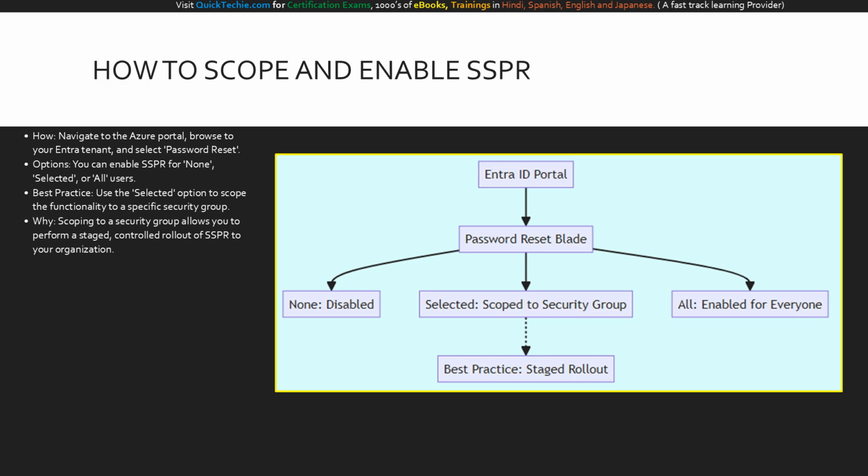Our diagram here maps out the enablement process within the portal. From the password reset blade, the path branches into your three enablement options. We highlight the selected option in the middle, pointing out that scoping to a security group is the recommended path. This leads directly to a smooth, staged rollout, ensuring you can test and gather feedback before deploying company-wide.